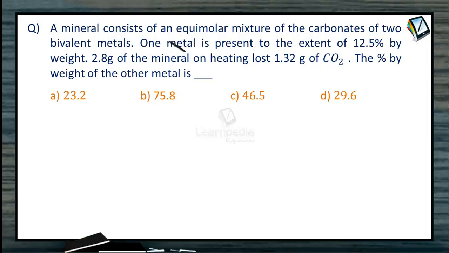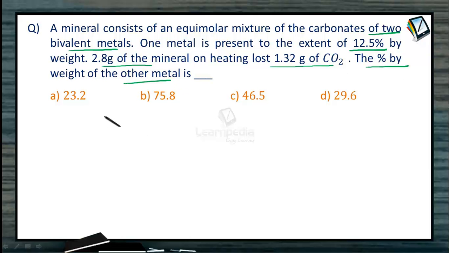A mineral consists of an equimolar mixture of carbonates of two bivalent metals. That means there is a mineral which has an equimolar mixture of two carbonates, and both are carbonates of bivalent metals. One metal is present to an extent of 12.5% by weight. So the percentage mass of one metal is given clearly as 12.5. And if 2.8 grams of the mineral is subjected to heating, then 1.32 grams of CO2 was lost. Now we need to find out the percentage mass of the second metal.